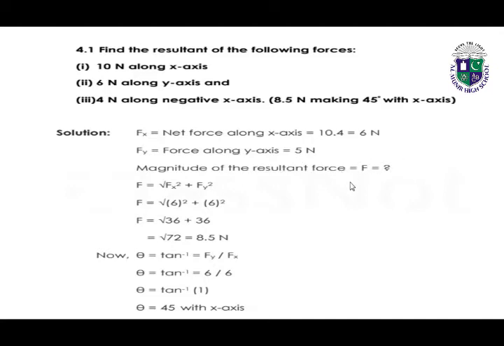Magnitude of the resultant force, we have to find it first. To find the resultant force, we must apply the formula F is equal to the square root of Fx square plus Fy square. By putting the values of Fx square and Fy square, we will get the resultant force, which is 8.5 Newton. Here we have tan theta, which is equal to Fy over Fx, 6 over 6. It is along y-axis. So the value of theta is equal to 45 with x-axis.